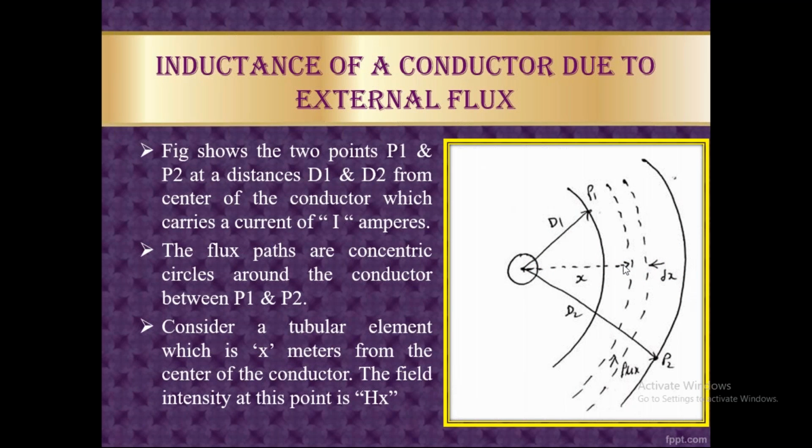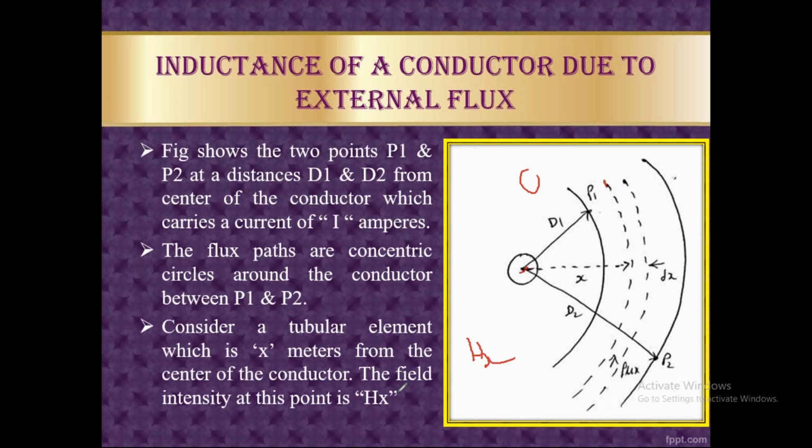Now let me take any flux. If you take any one flux linkage, it is in tubular form. Tubular means circular form, right? From the center point to that flux linkage, I'm denoting the distance as x, and the change in distance between two successive flux linkages is denoted by dx. Here also I'm considering that Hx is constant. Why? Because the current through the entire conductor is constant, and only then will it generate constant flux.